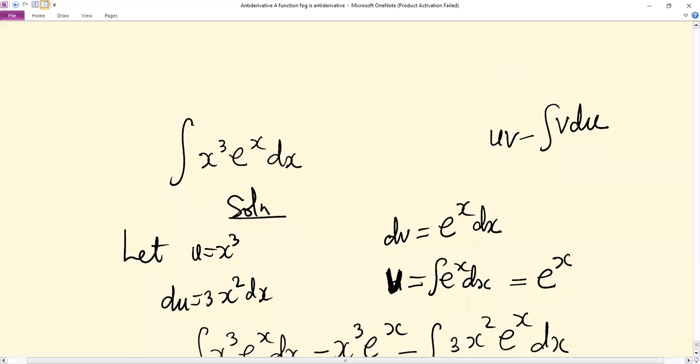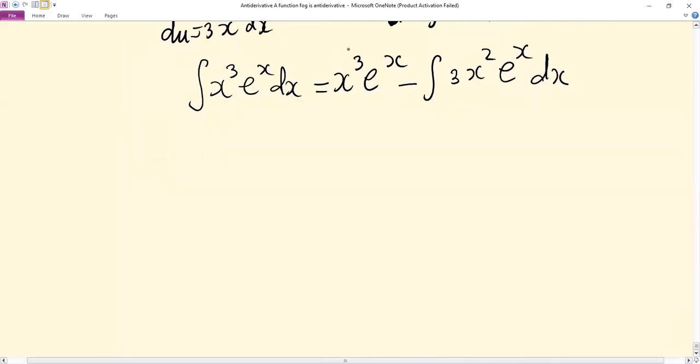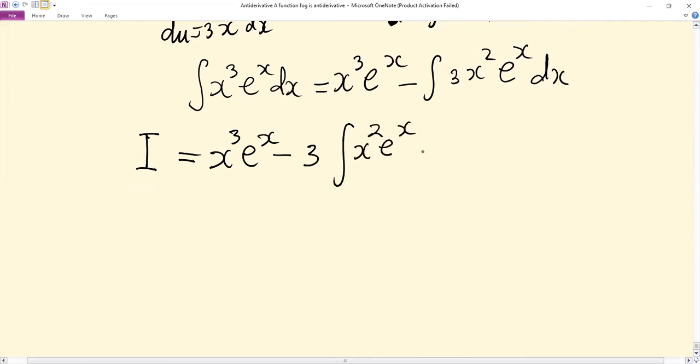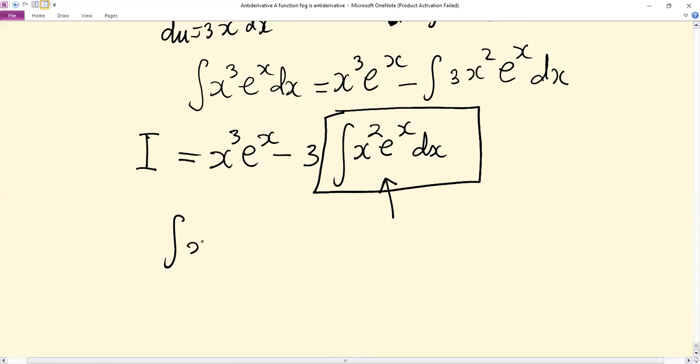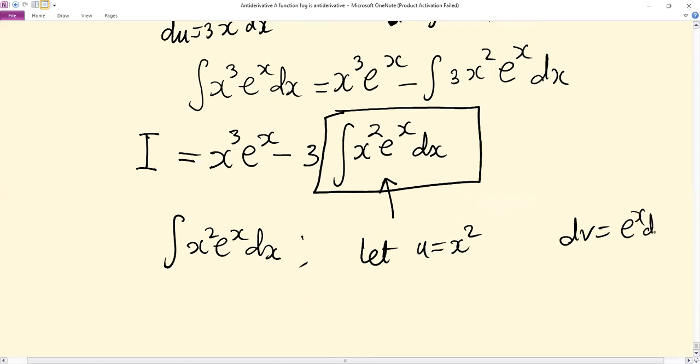So in the next step, factor out 3. So we'll have, let me call this one I, I is x power 3 e raised power x minus 3 integral of x squared e raised power x dx. So we also have to use integration by parts to carry out this integral. So we have x squared e raised power x dx. So let u to be x squared and dv to be e raised power x dx.